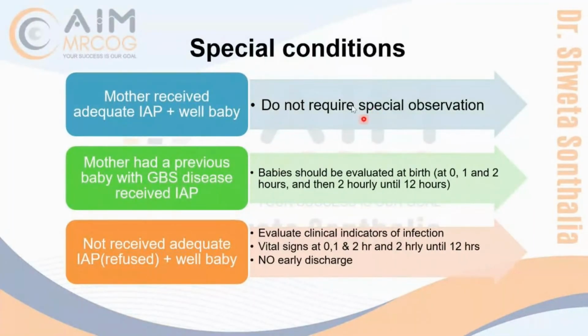So these are the three situations by which they make an EMQ. Whenever there are two or three similar situations, they will make an EMQ to know how in depth you have understood the guideline: in which situation you need extra observation, in which situation you will do extra observation in spite of IAP, and usually you will do observation when you don't give IAP when needed. So these are the three conditions you have to remember.